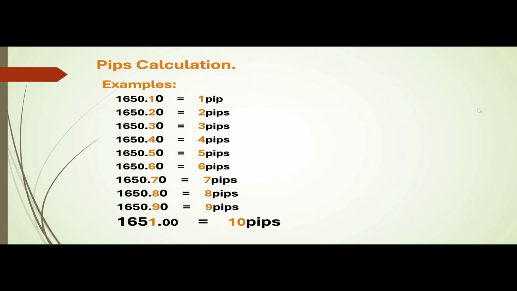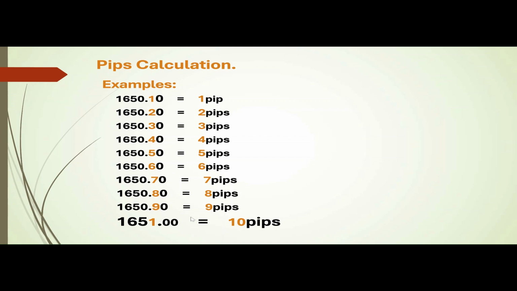Let's go to the next slide. Pip calculation: let's look at more examples. The earlier one I explained was pipettes; now this is pips. Pip example: 1650.10 equals 1 pip. 1650.20, and please notice the figures written in gold after the decimal point, that's where the pip is calculated from. We have 1 pip here, 2 pips, 0.30 is 3 pips, 0.40 is 4 pips, 1650.50 equals 5 pips. The next, 0.60, is 6 pips, then 7 pips, 8 pips, 9 pips.